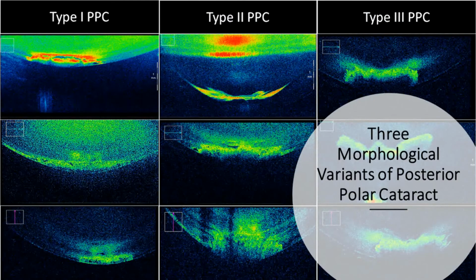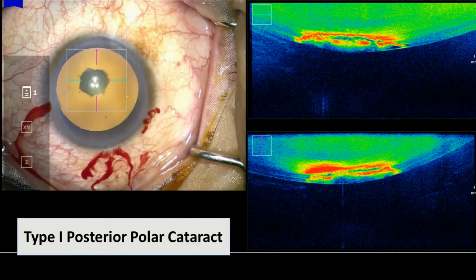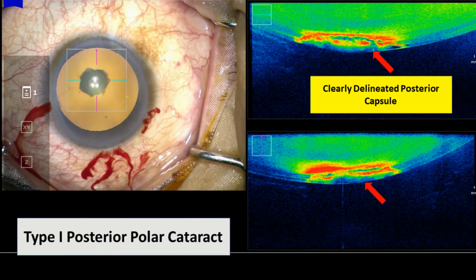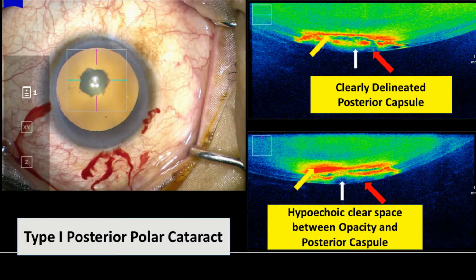3 morphological variants of posterior polar cataract were observed in IOCT. Type 1 posterior polar cataract was characterized by an intact posterior capsule clearly visualized along the entirety of posterior polar opacity and a clear homogeneous space between the posterior capsule and the hyperreflective posterior polar opacity.